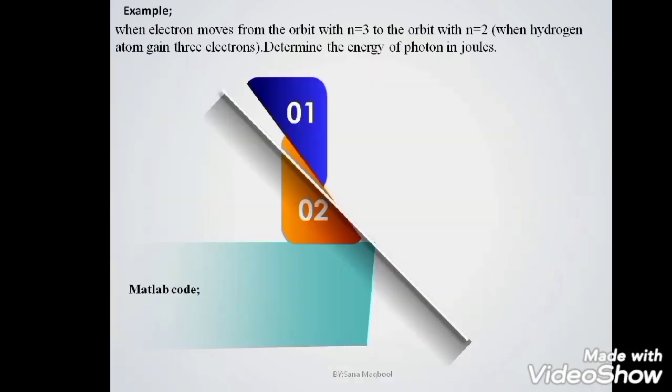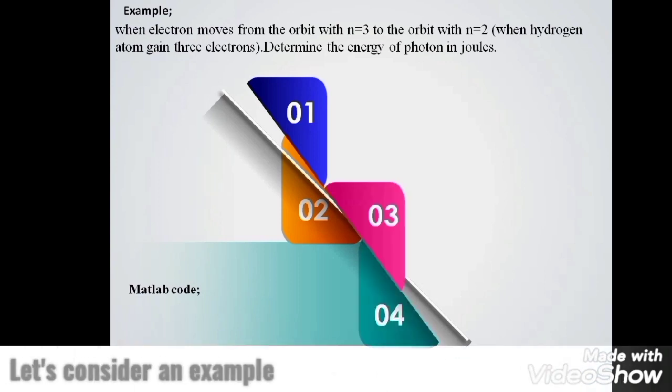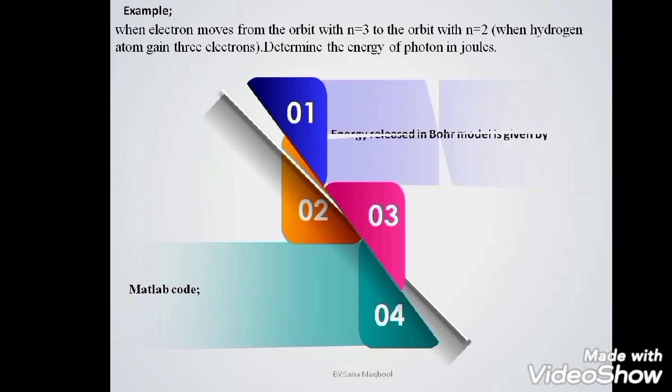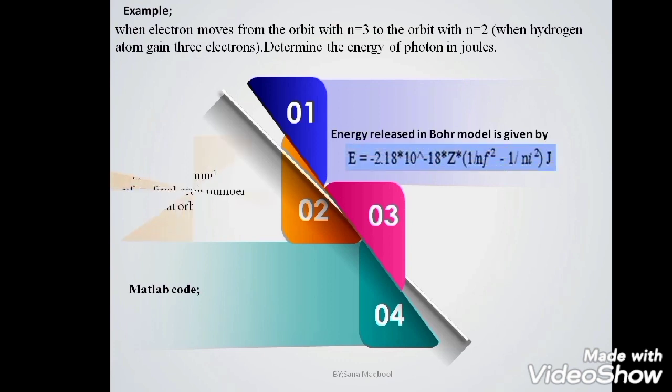Let us consider the simple example of an electron moving from n equal to 3 to the orbit with n equal to 2. Meaning, when the hydrogen atom loses the electron's energy, we need to determine the energy of the photon in joules. The energy released in the Bohr model is given by this equation. In this equation, Z is equal to the atomic number, nf is the final orbit number, and ni is the initial orbit number.